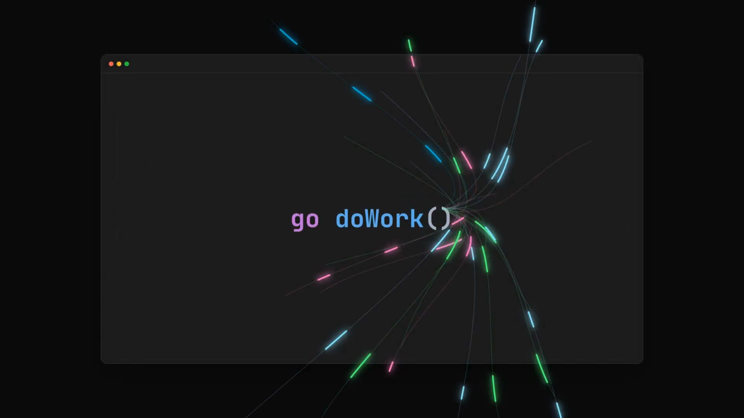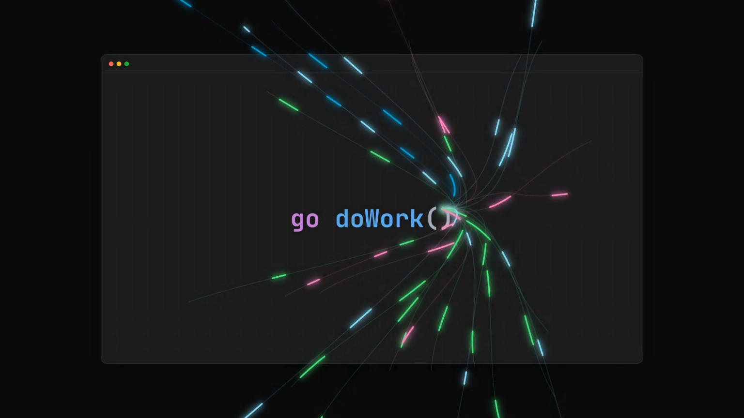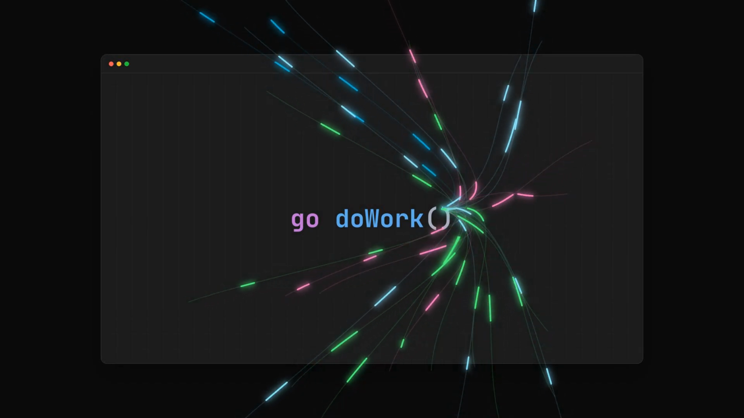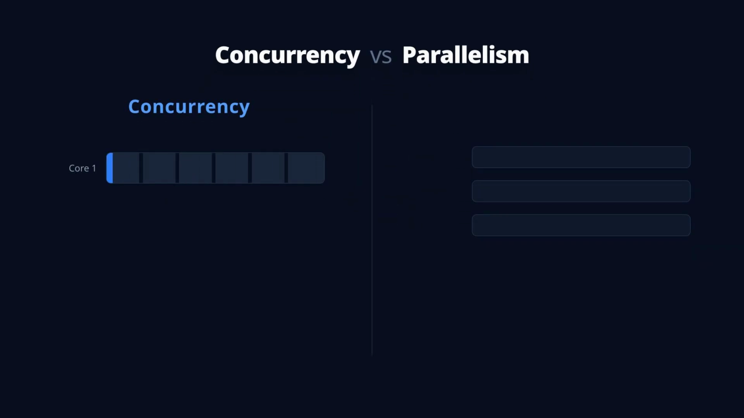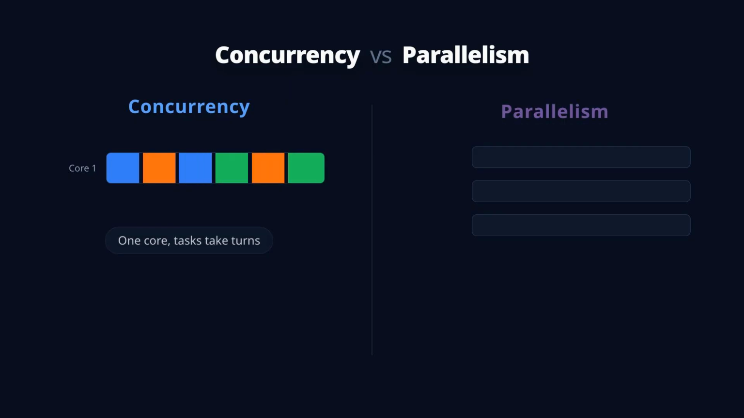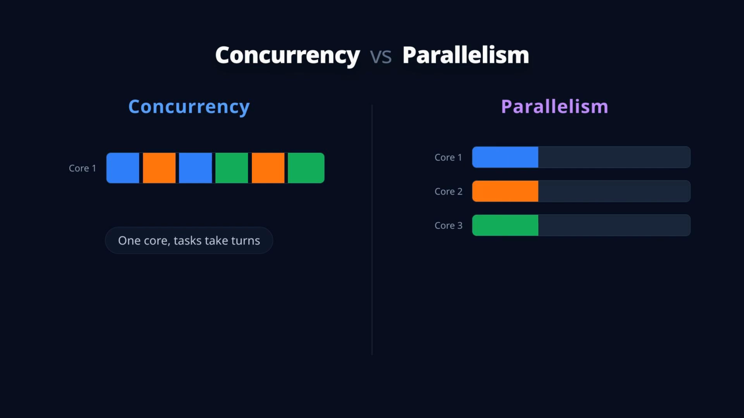In Golang, concurrency starts with Goroutines. By simply adding the go keyword before a function call, you can run that function asynchronously alongside others. Concurrency means managing multiple tasks at once, while parallelism means executing them at the exact same time. Go focuses on concurrency, but can also leverage parallelism when available.